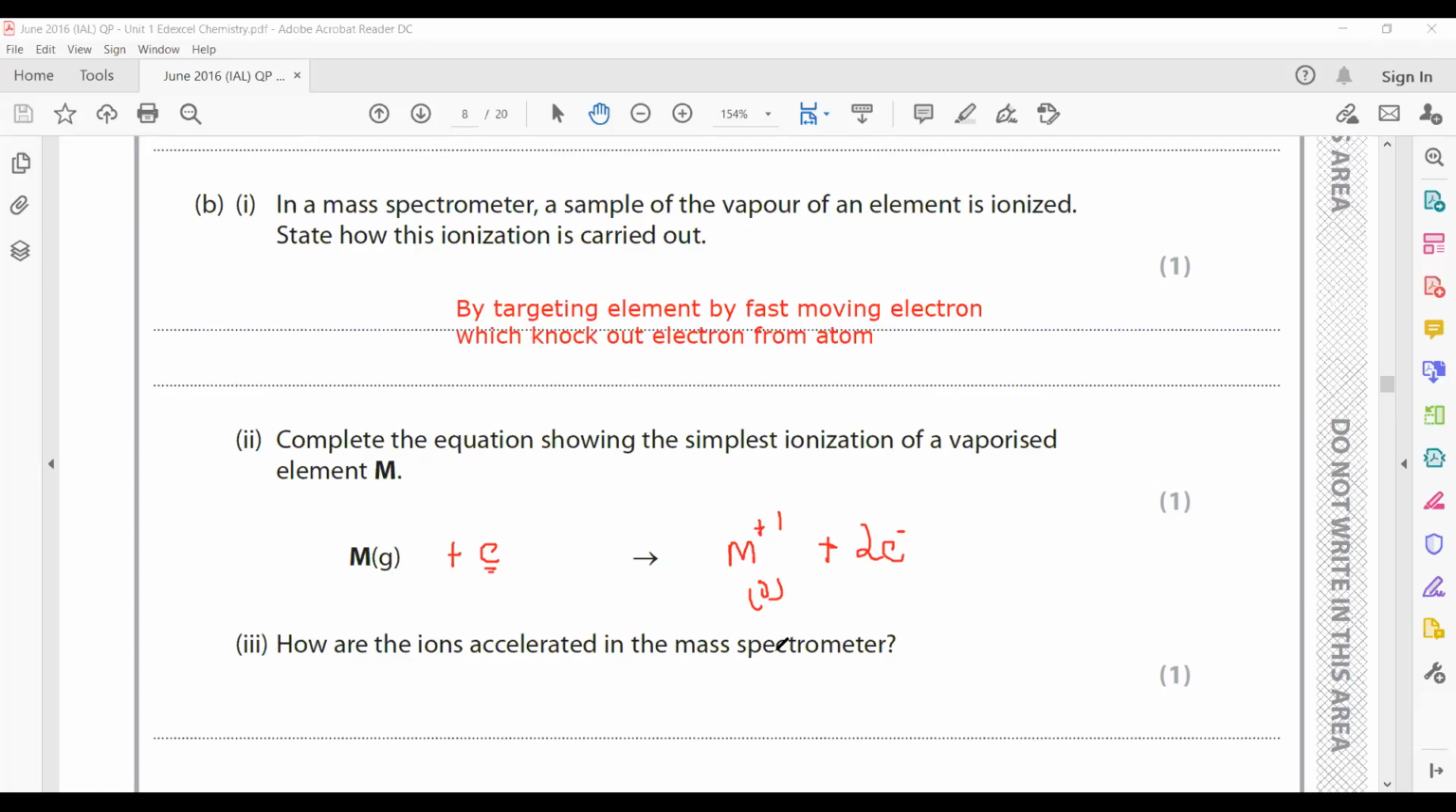Then how are ions accelerated in a mass spectrometer? To accelerate the ions, an electric field is used. So we use electric field to accelerate the oppositely charged ions.